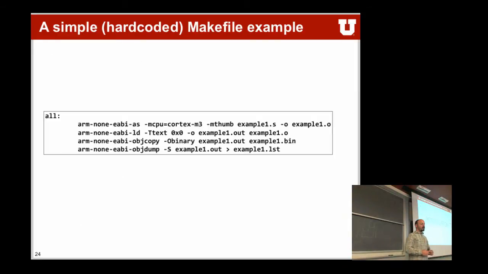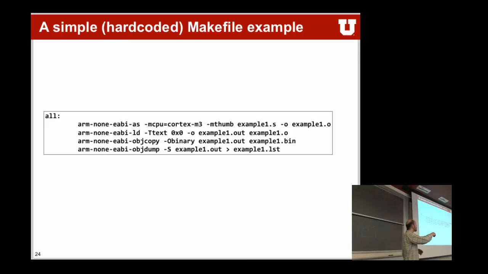A simple hard-coded make script could generate your assembly file and actually do all these steps in one, and you will do that next week in lab number 2. We first execute the assembler. We tell it that we have a Cortex-M3, thumb code, our assembly script, and we want to generate an object file. That's the first step. We now have an object file.